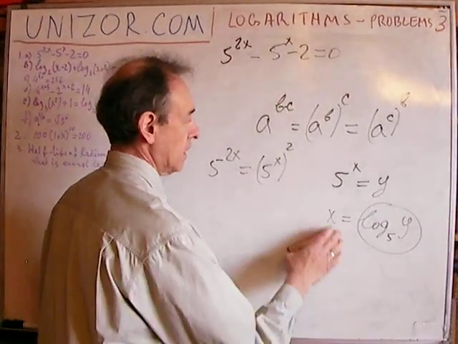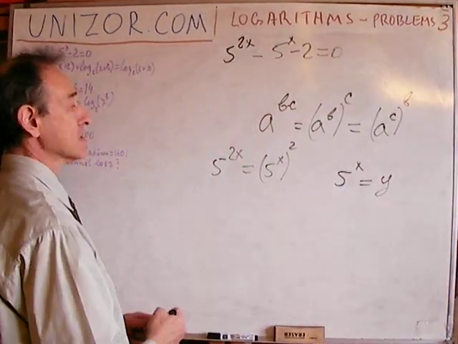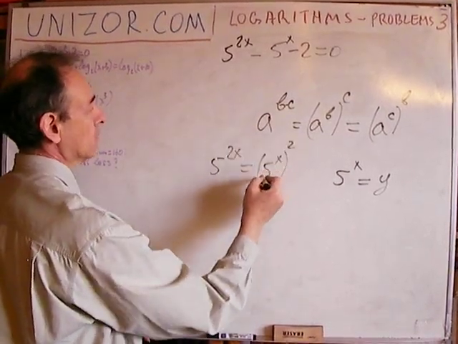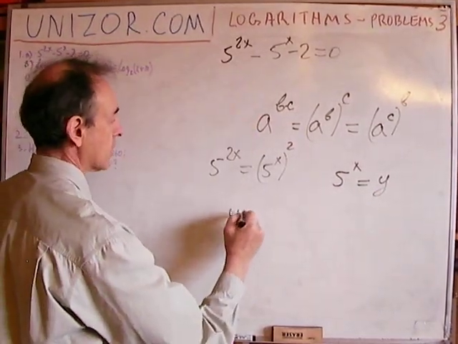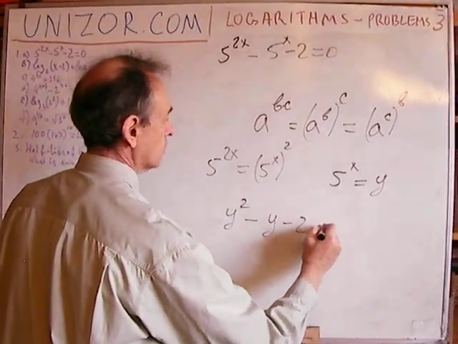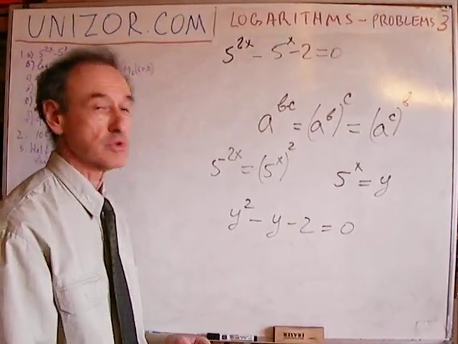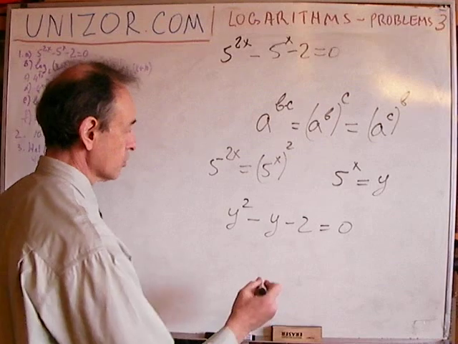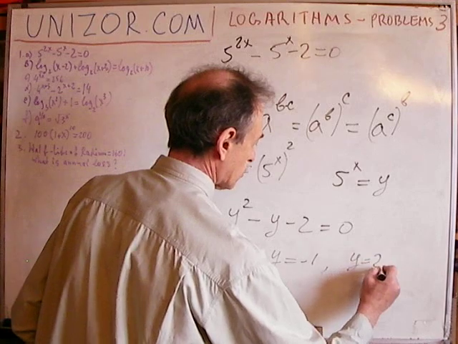So, why did I do this substitution? Well, for a very simple reason. Since 5 to the power 2x is 5 to the x squared, and 5 to the x I have substituted as y, I can rewrite this equation as y squared minus y minus 2 is equal to 0, which is a regular quadratic equation, which everybody knows how to solve. Now, obviously, the solutions are minus 1 and 2.